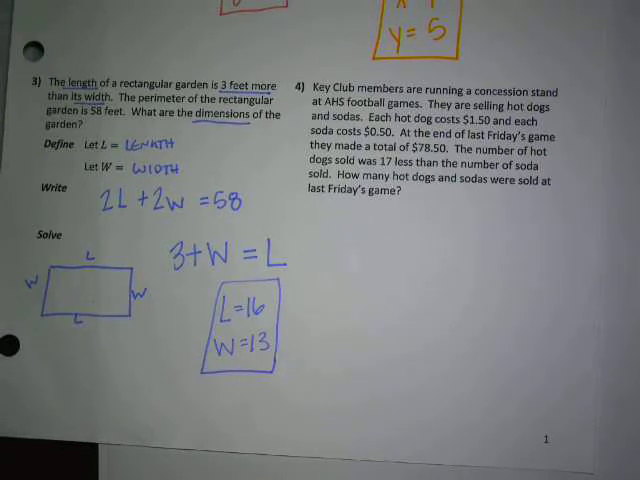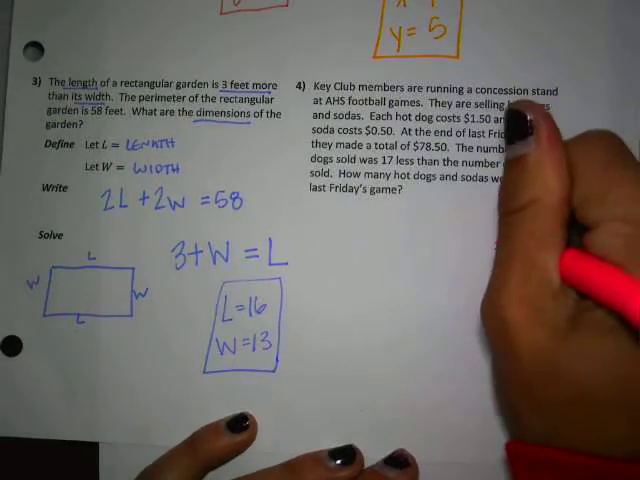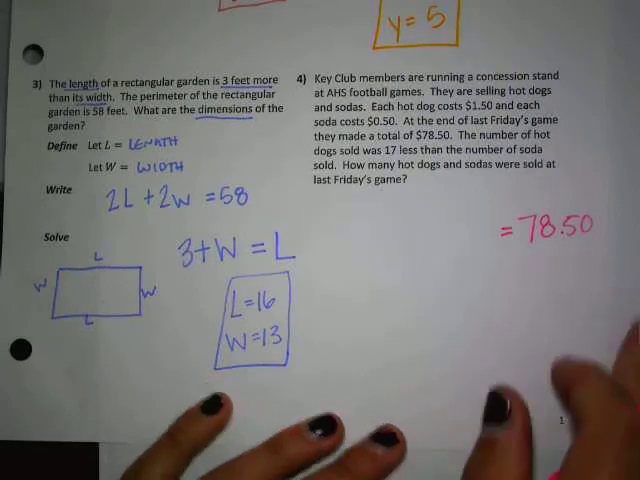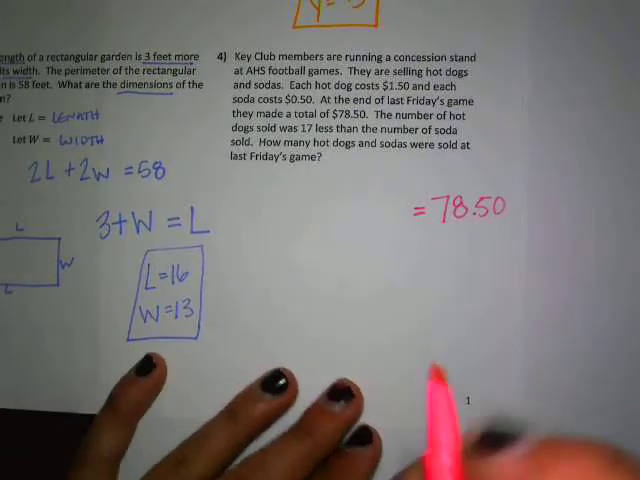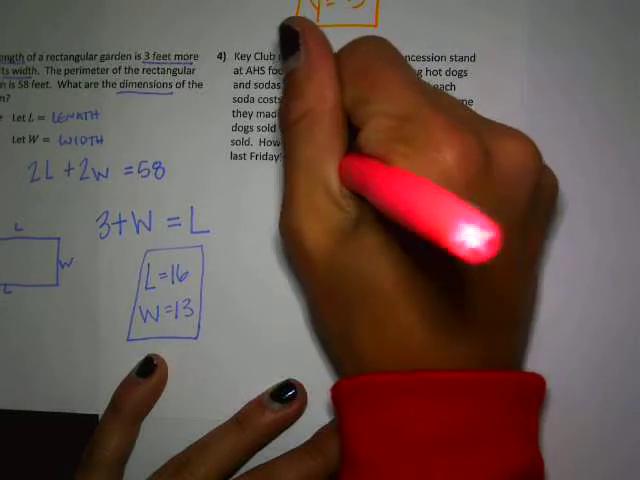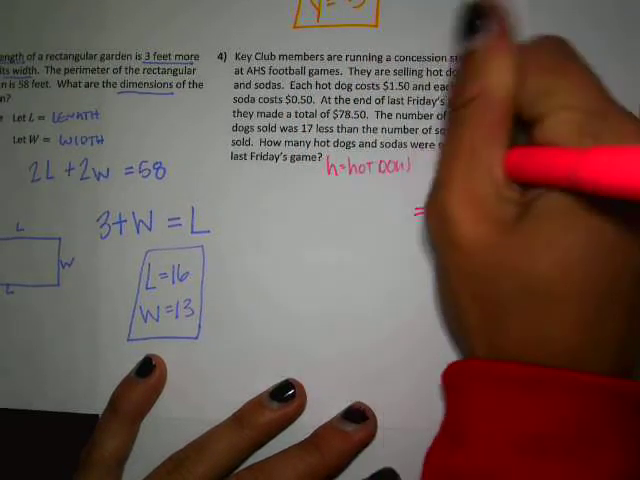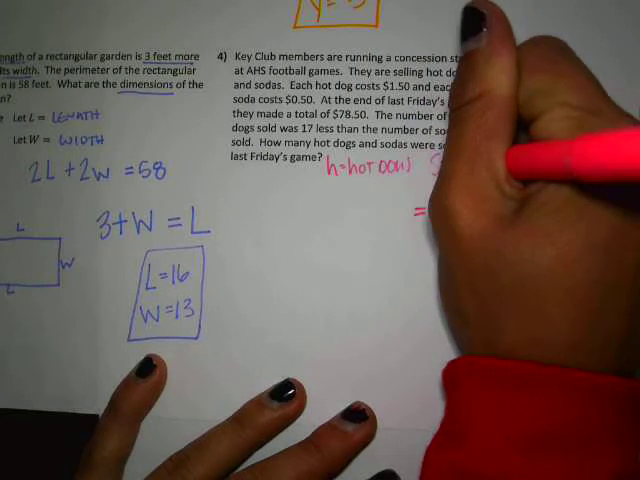Do we have a 23? No. Leslie, what's one of my totals? 78.50. Very good. And is that a money total? Yes, ma'am. Sure is. Oh, I forgot to label my variables. I'm sorry. Someone tell me my variables. Hot dog. Right, I'm going to say hot dogs are H. S is sodas.